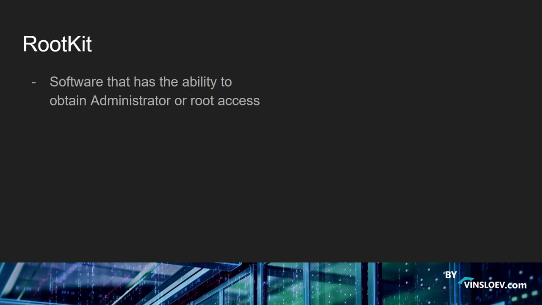Then we have the rootkits. This is software that tries to obtain administrator or root access on your system. So when you are administrator or root on a system, you have every privilege possible. This means that if this rootkit succeeds, it can do everything on your system.